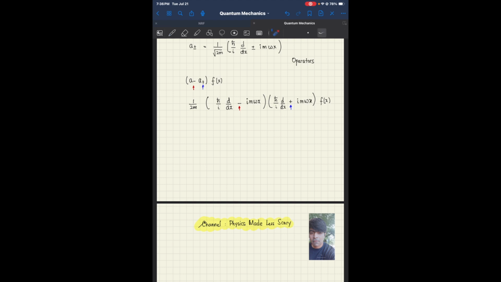And since there is a derivative here, you definitely need a function. The derivative needs to act on something, okay? Otherwise, it doesn't make too much sense. Okay. So let's do it.